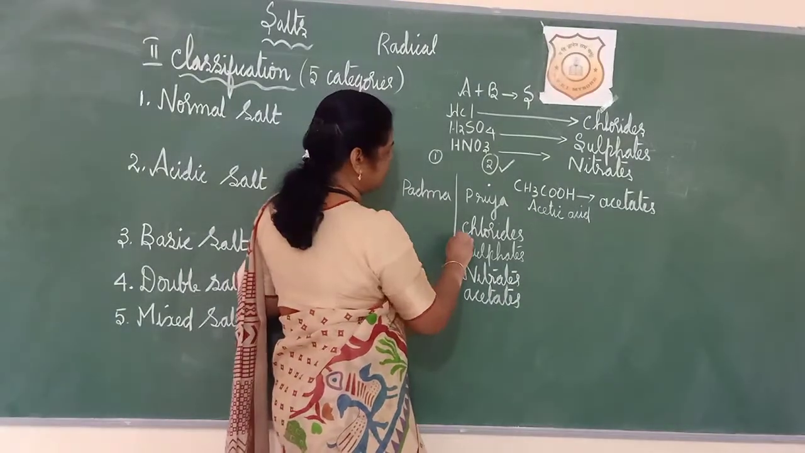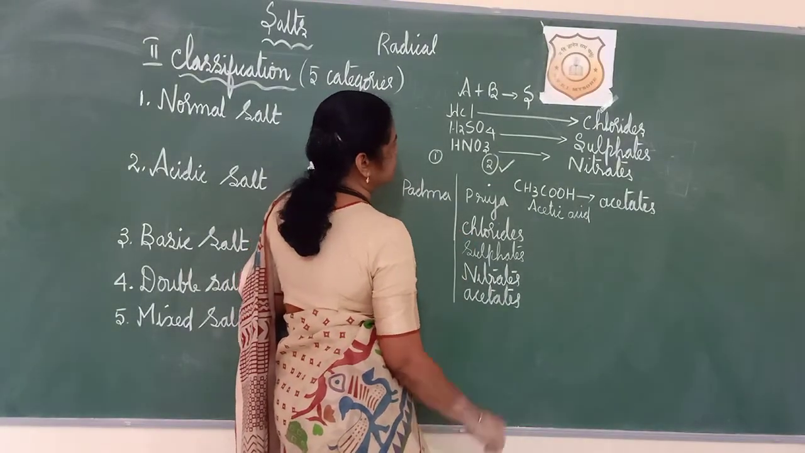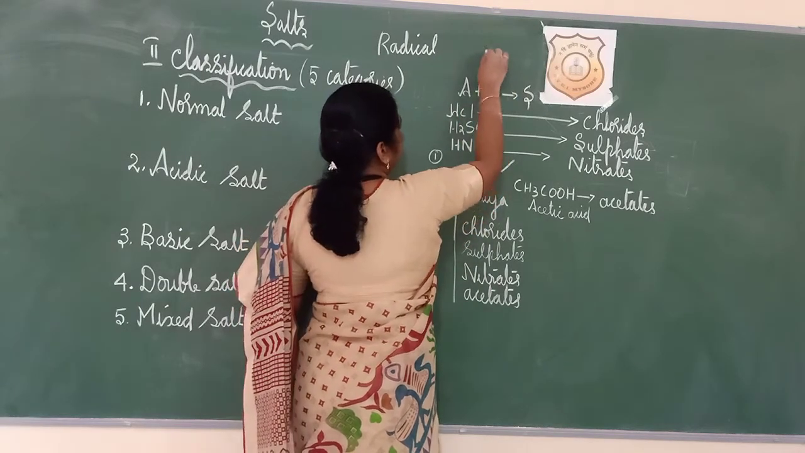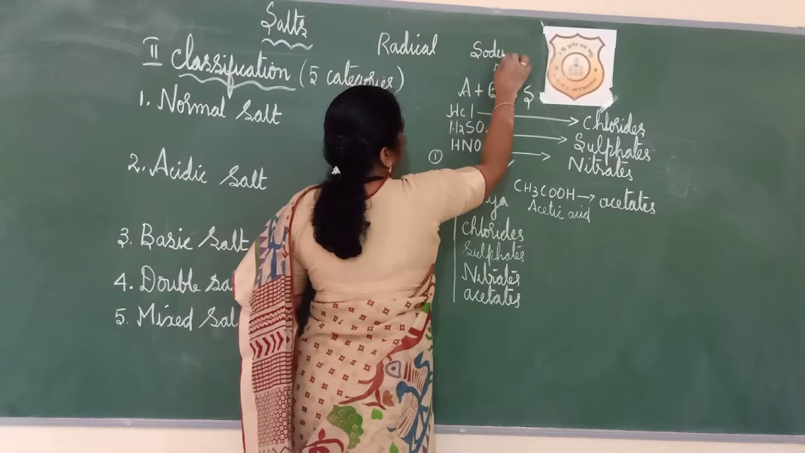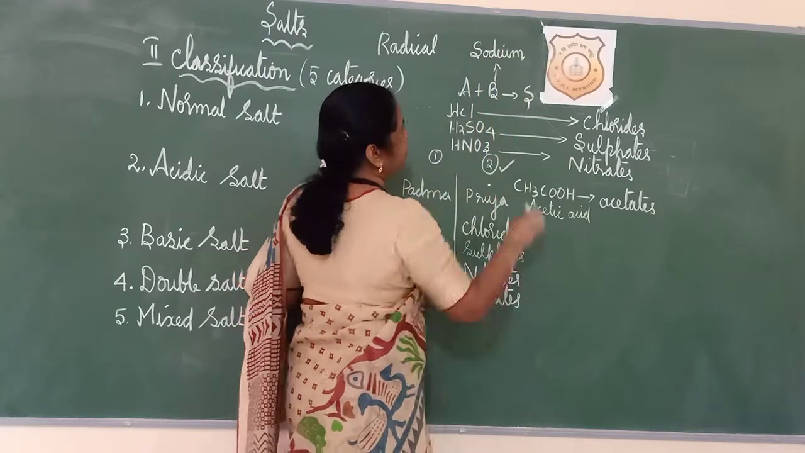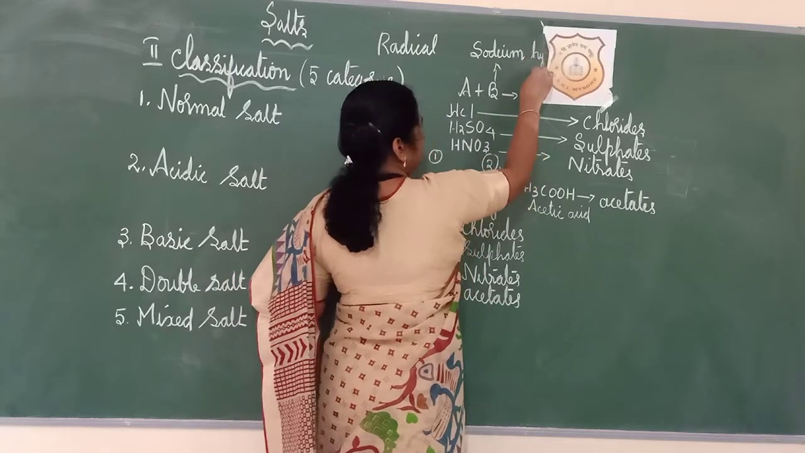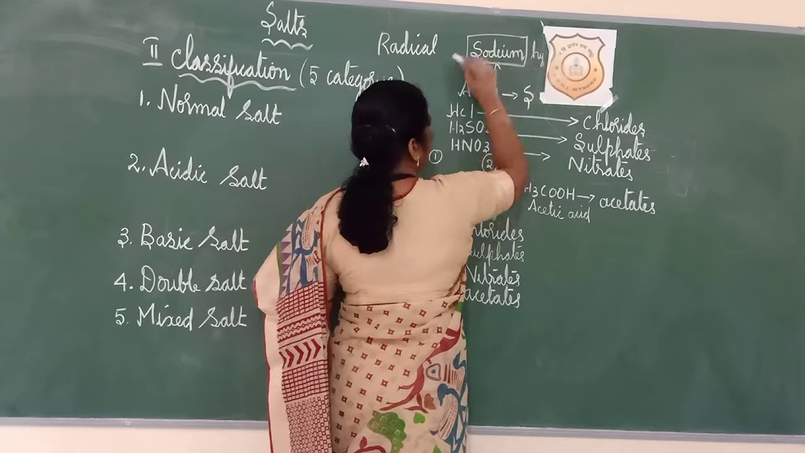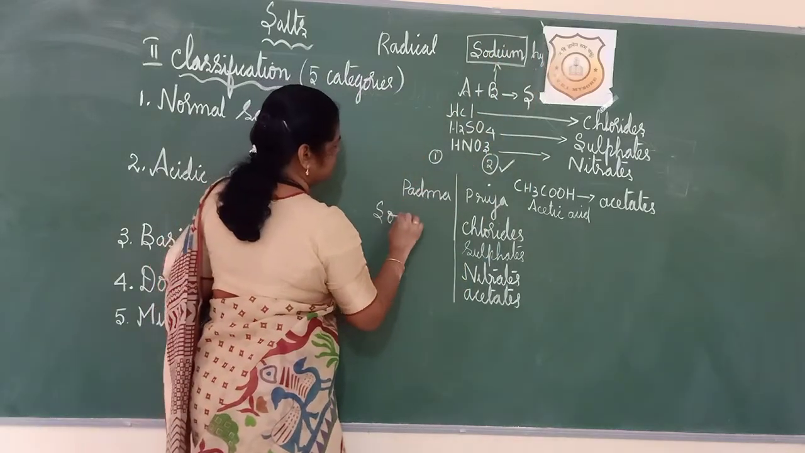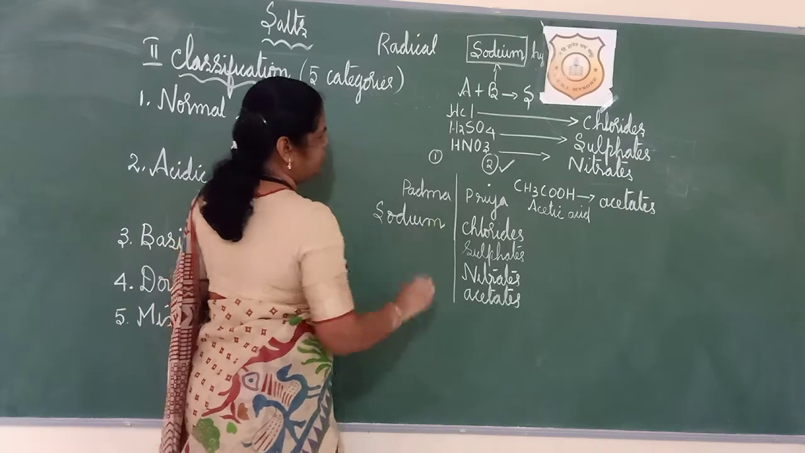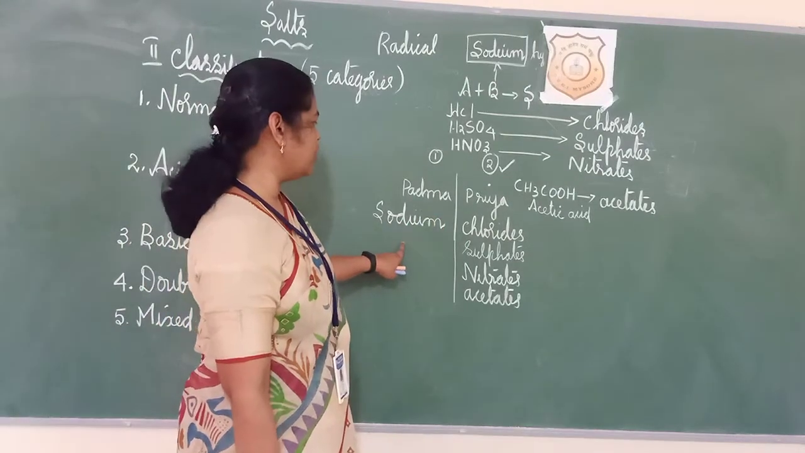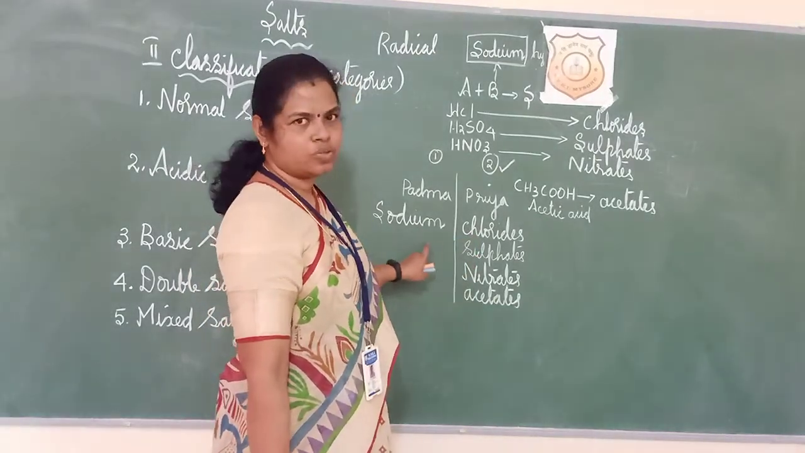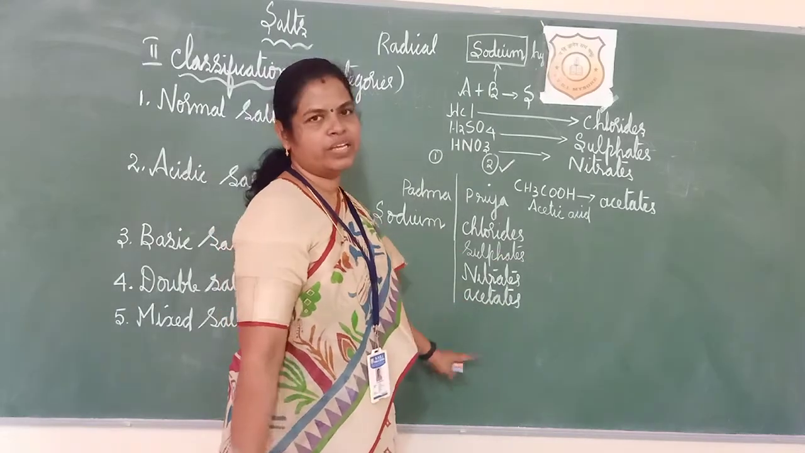So who will come in the first part of the name? It is the base. See here, A plus B. For example, here we are taking sodium hydroxide. This base has two names, and the first name of the base will come here. So you can call it sodium chloride, sodium sulfate, sodium nitrate, sodium acetate. Like that you will get the names.